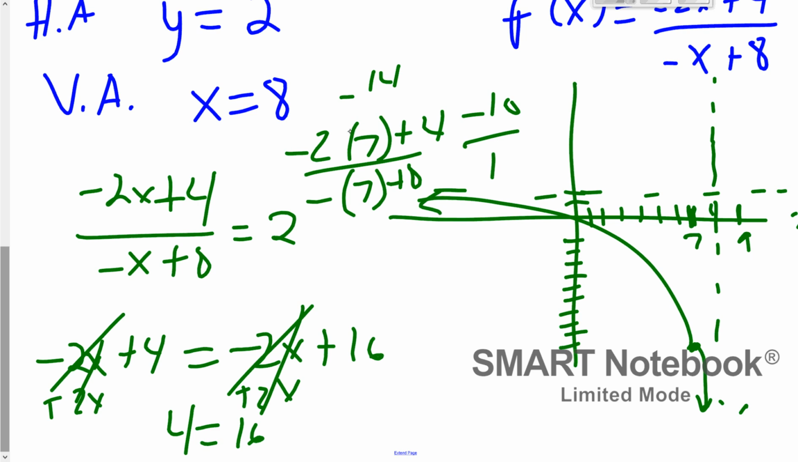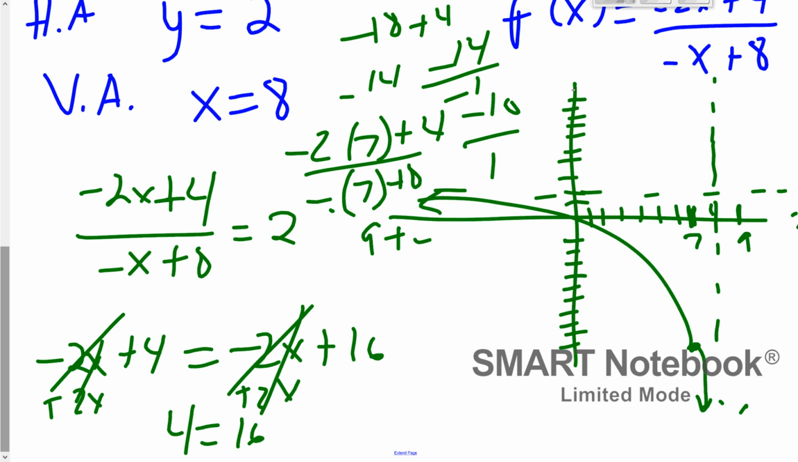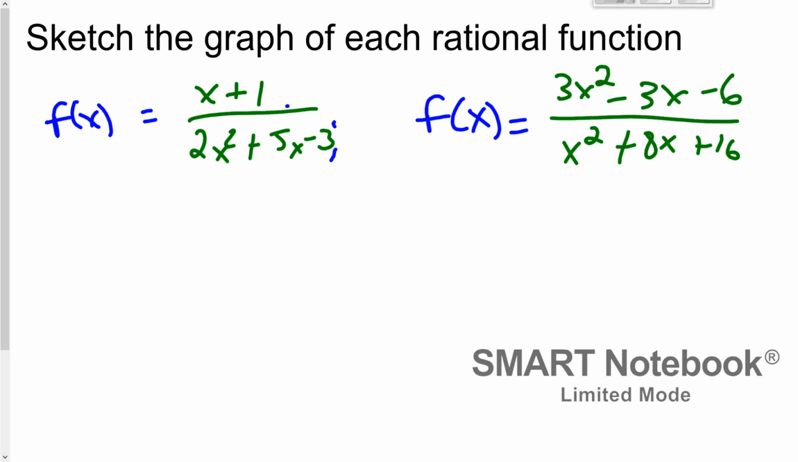Now plug in 9. 9 times negative 2 is negative 18. Negative 18 plus 4 is negative 14. And then negative 9 plus 8 is negative 1. So negative 14 over negative 1 is positive 14. So 2, 3, 4, 5, 6, 7, 8, 9, 10, 11, 12, 13, 14. So at 9 we're at 14, so it's going to go up towards that way. And then this would be way out here, and it's going to go closer and closer to that horizontal asymptote way out there.